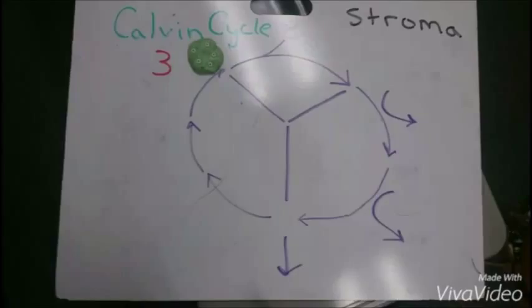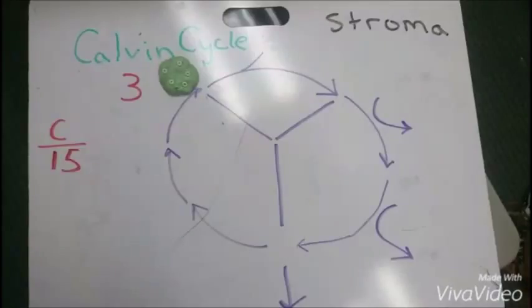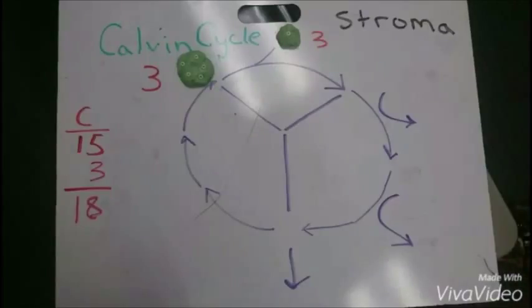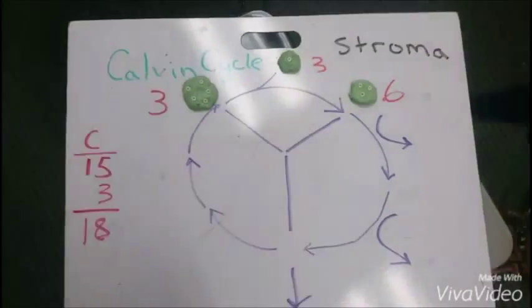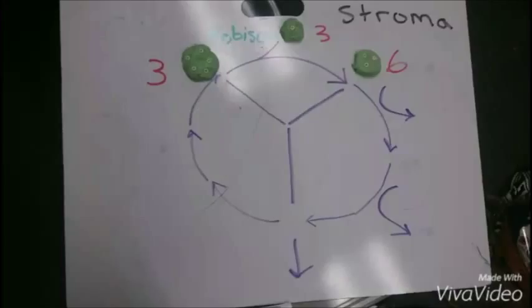So here we have three molecules of the 5-carbon RuBP, and we're going to use Rubisco to add that to 3 molecules of the 1-carbon CO2, so now we have 18 carbons, and those go to be phosphoglycerate, 6 molecules of the 3-carbon, and those go through a few reduction reactions.